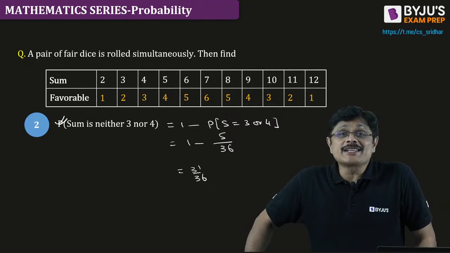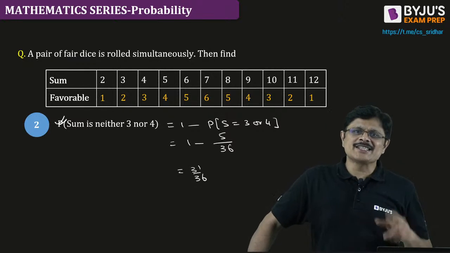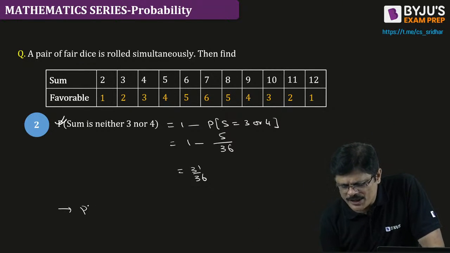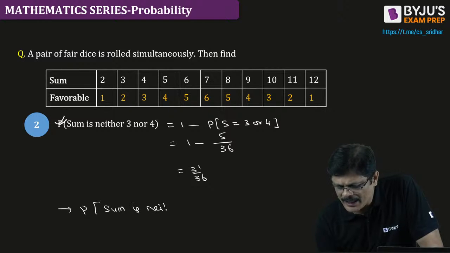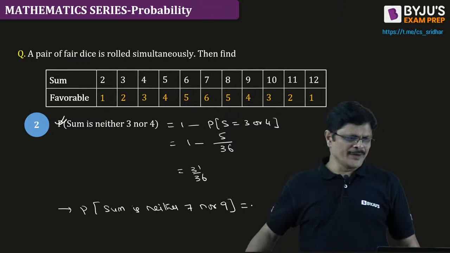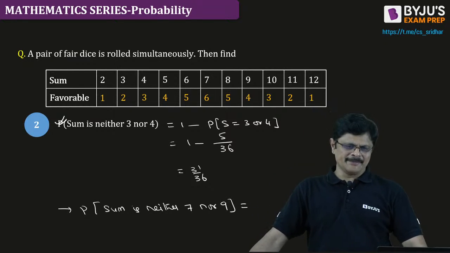What is the probability that the sum is neither this nor that? This question is very important. So I'll ask you quickly one more question. What is the probability that the sum is neither 7 nor 9? Please answer this question quickly.